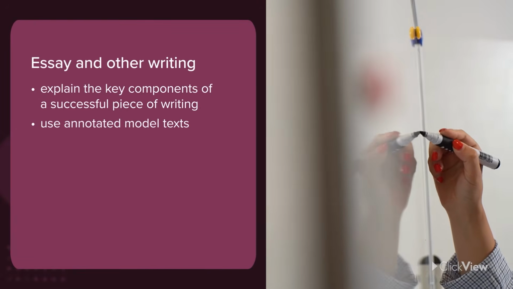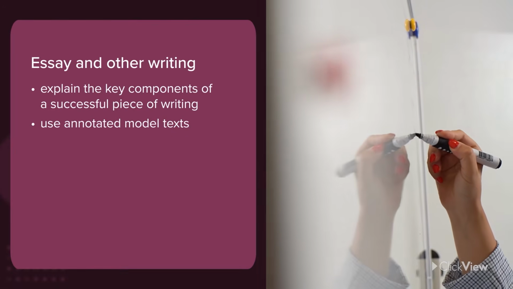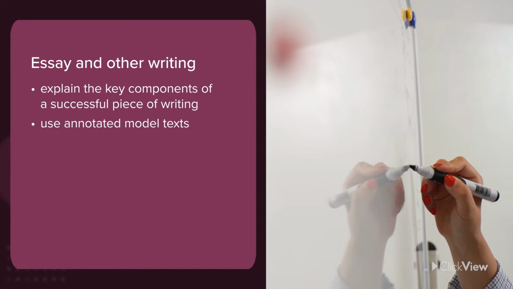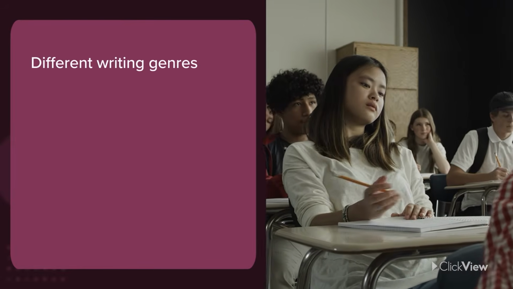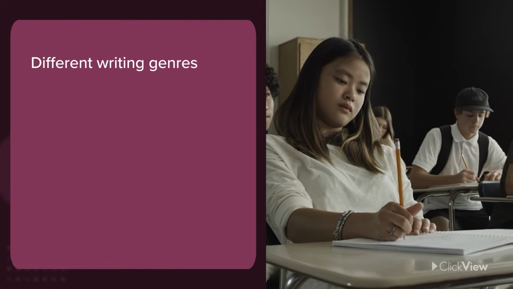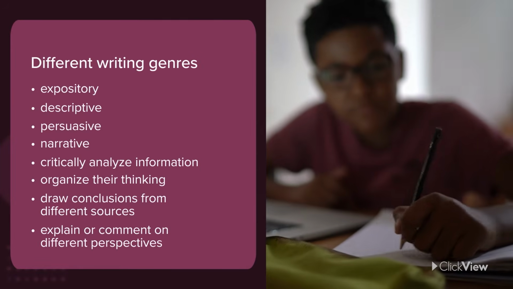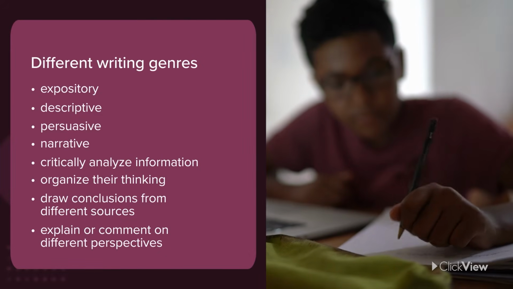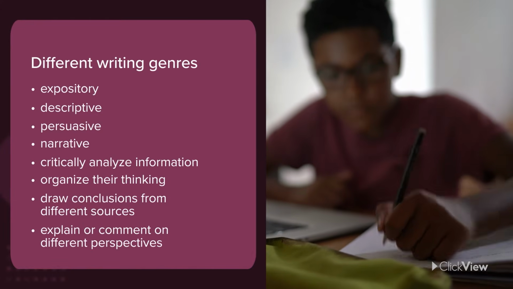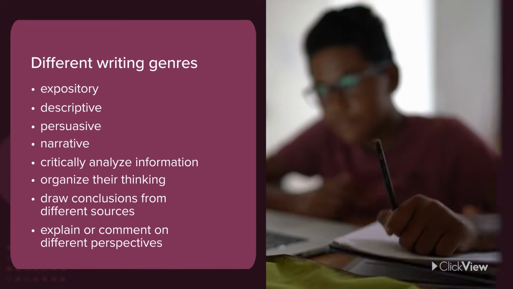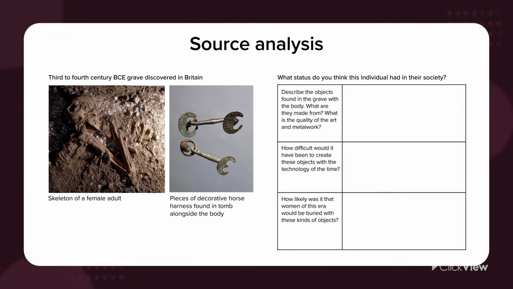Support ELLs in developing writing skills by explaining the key components of a successful piece of writing using an annotated model text. Social studies text types can be complex to produce. Students need to know about different genres or types of writing. They have to critically analyze information, organize their thinking, draw conclusions from different sources, and explain or comment on different perspectives. Deconstructing writing processes helps students understand what is required and learn how to respond to different types of essay questions. A useful tool is a scaffolded writing frame or template with prompt questions and sentence starters.